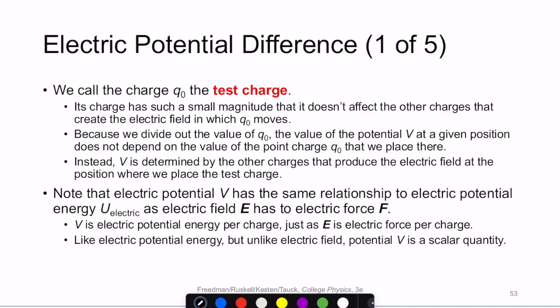Because we divide out Q naught, the value of the potential at any given position doesn't depend on Q naught at all. Instead, it depends on the other charges that are producing the electric field at the position where we place the test charge. Much in the same way as force being an expression of an electric field.